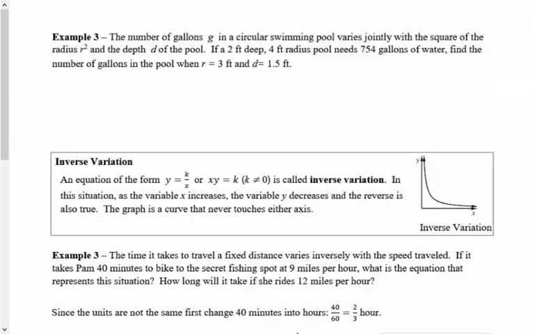All right, so here's an example I want you guys to try. It says the number of gallons G in a circular swimming pool varies jointly with the square of the radius. So we're going to need to square our radius and the depth of the pool. And then they tell us a pool 2 feet deep with a 4 foot radius needs 754 gallons of water. Find the number of gallons in the pool when R equals 3 feet and D equals 1.5 feet. Go ahead and pause the video while you try to write this variation equation, solve the problem, and give answers with units.